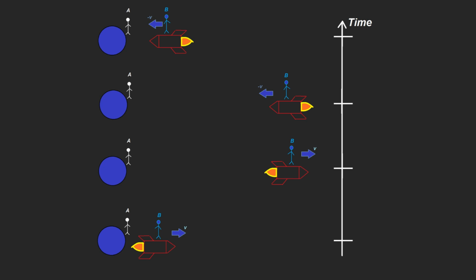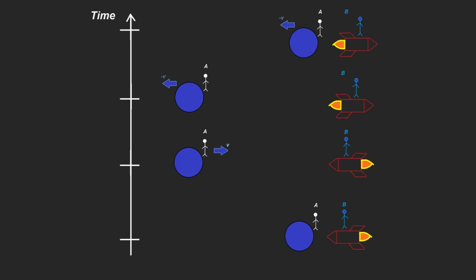Now when the traveler returns back, he would see his brother older due to time dilation. But what if we changed the frames and looked at the problem from the perspective of B, the traveler? Can the opposite happen? Can B be the older one since he sees A moves away from him at velocity minus v? Who will be older at the end, A or B?